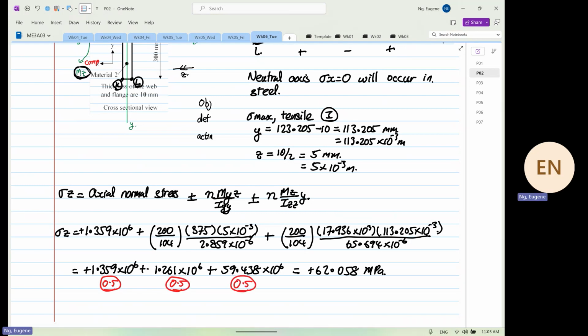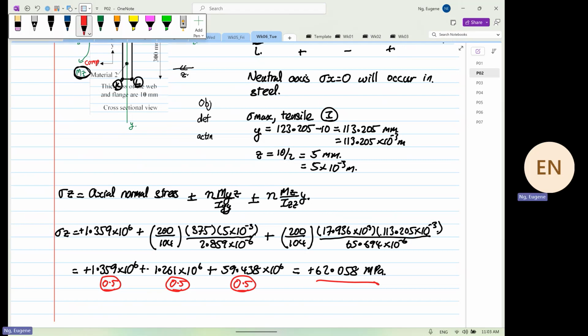0.5 marks for this. Are we clear? Okay, you don't just write this and put this and then something goes wrong down here. I cannot give you marks. Are we clear? Okay, be very precise.